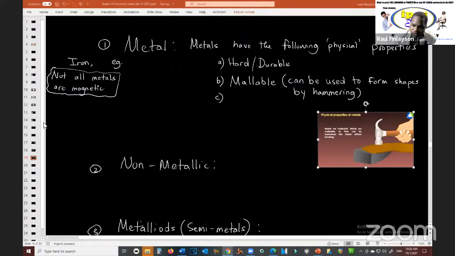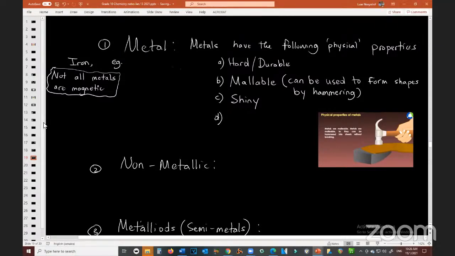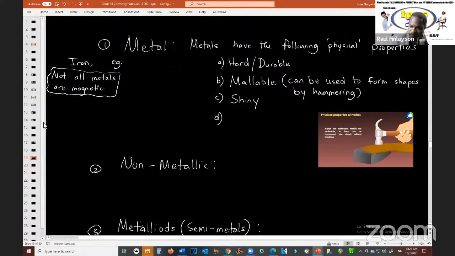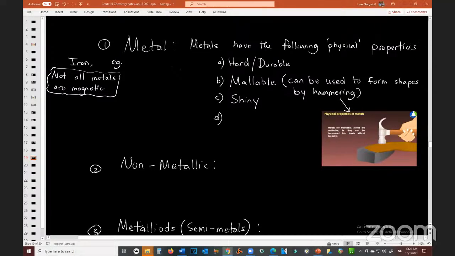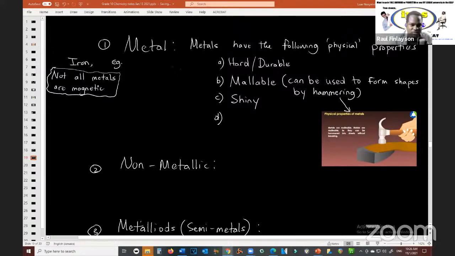The most obvious one. What's the third one there? Shiny. Yeah, shiny. All right, you know what shiny means? So, tell me some of the shiny objects that you have around you. Sir, diamond. Oh, the diamond is shiny.